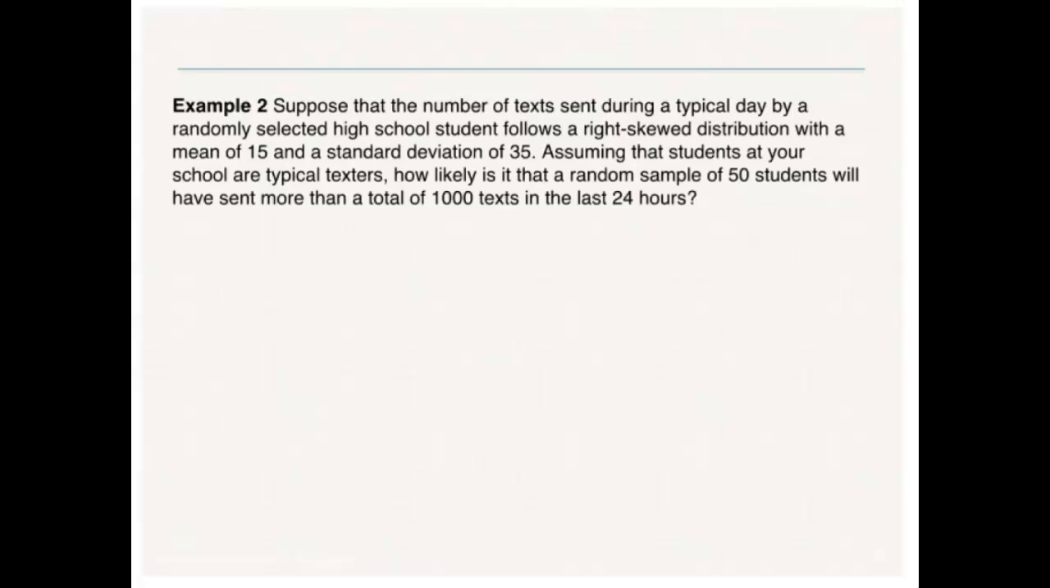Anyways, so let me sketch out the population here. The population is right skewed with a mean of 15. So the mean gets kind of pulled towards the skew. So let's say it's right about there. And then we also know that the population standard deviation in text is 35.